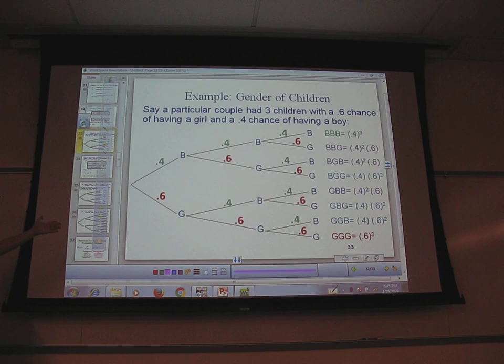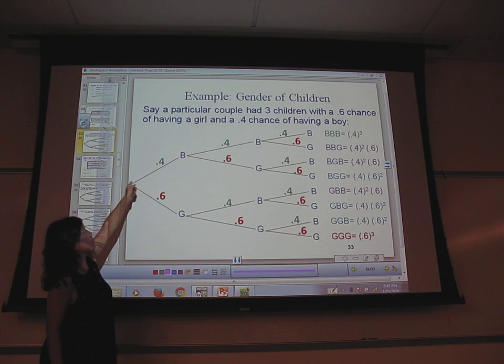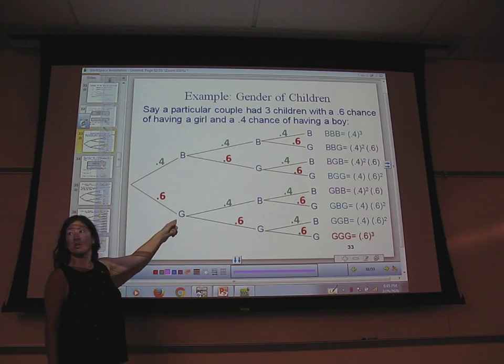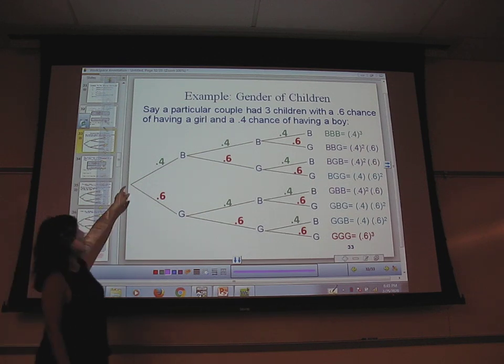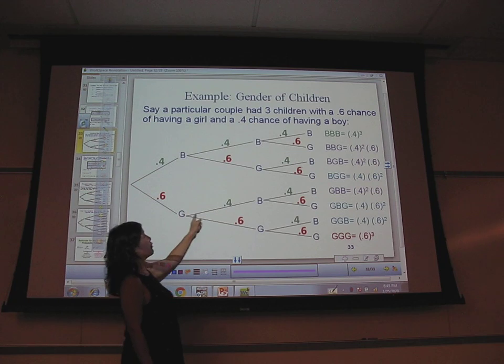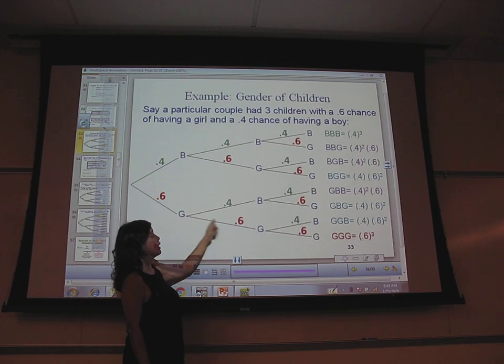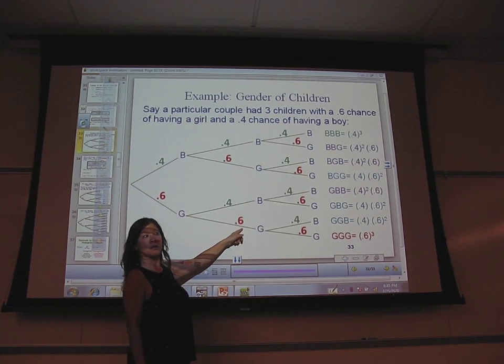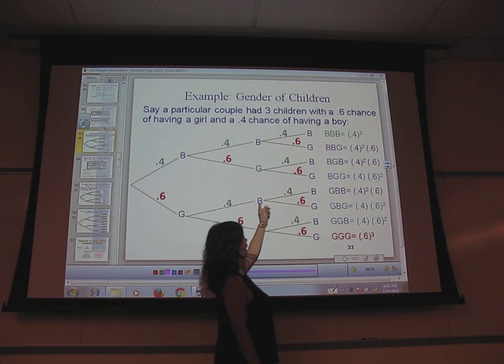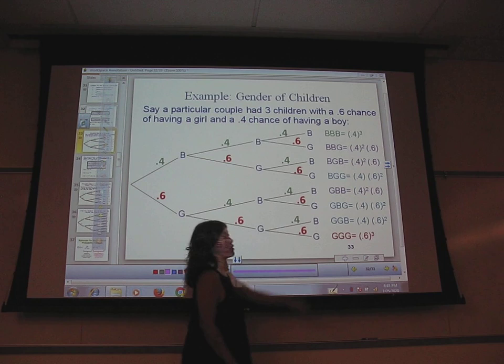Everybody on board with this? So our first child could be a what? Boy or a girl. 40% chance of boy, 60% chance of girl. Say there's a particular couple, they have a 40% chance of having boys. No matter what they have, the second child will have, again, a 40% chance of boy, 60% chance of girl. Everybody with me so far? Yes. Then from each of those, again, 40% chance of boy, 60% chance of girl.